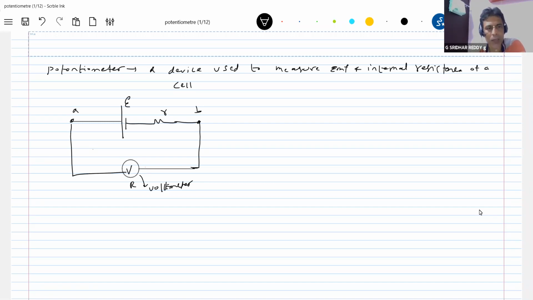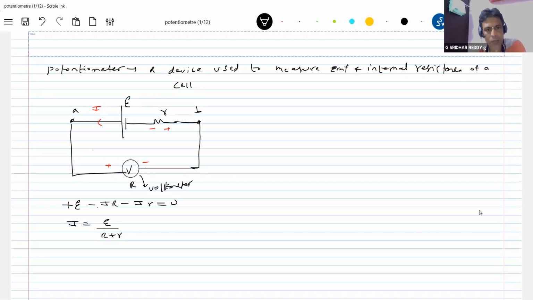Let the EMF be E. So based on this, a current I will flow. Plus minus, there's a polarity. What is the expression for current? I is equal to, we'll write KVL: plus E minus I into r minus I into R equal to 0. So I is equal to E by r plus R.